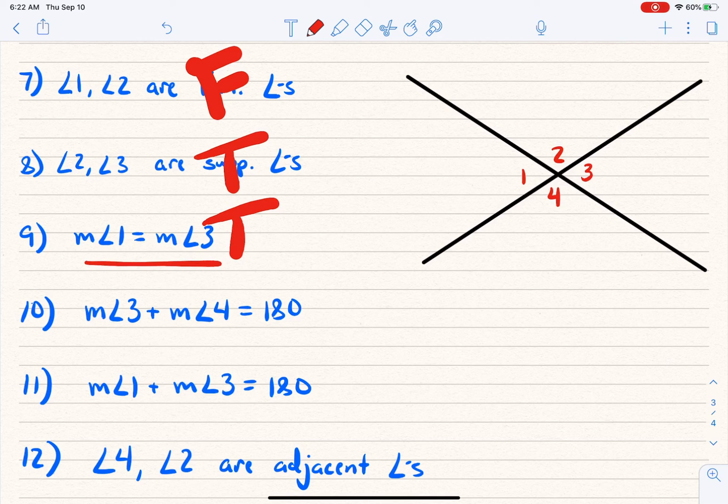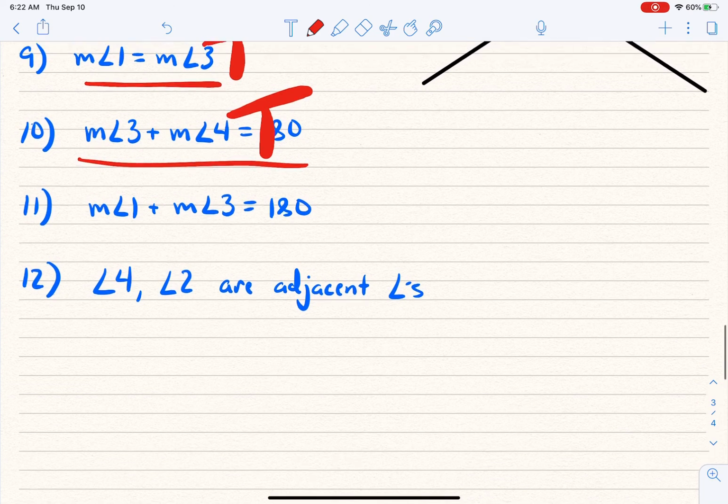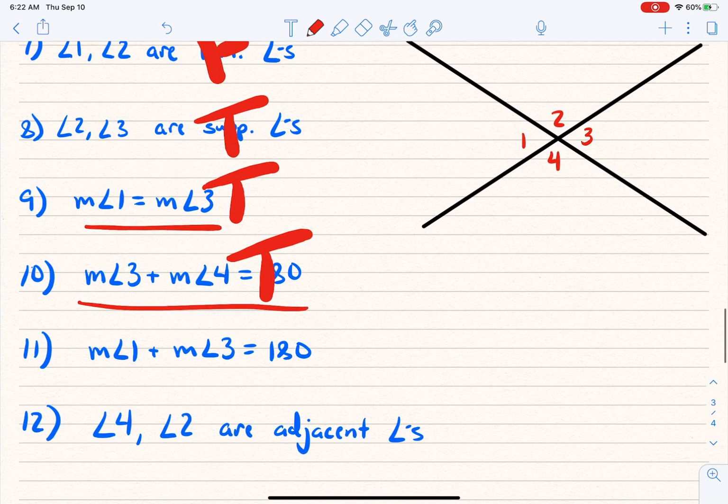Number 10, measure of angle 3 plus the measure of angle 4 equals 180. True. Angles 3 and 4 are a linear pair. They're supplementary angles, and this is the definition of supplementary angles, that the two of them would add up to be 180. Number 11, measure of angle 1 plus the measure of angle 3 equals 180.